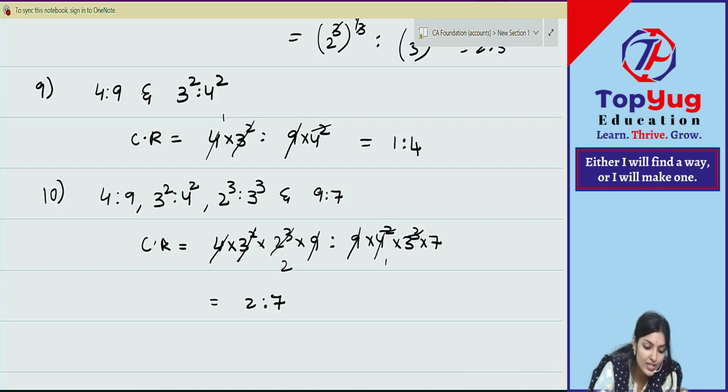Sure. See, in the 10th question it is given the ratio compounded of 4 is to 9, duplicate ratio of 3 is to 4, triplicate ratio of 2 is to 3 and 9 is to 7. Means we have to do the duplicate ratio of 3 is to 4, 3 square, 4 square. We have to do the triplicate ratio of 2 is to 3, 2 cube, 3 cube. Okay. And 9 is to 7 is as it is. We shouldn't touch anything. Now what we are doing is compound ratio: product of first terms is to product of last terms. Try doing the 11th one.